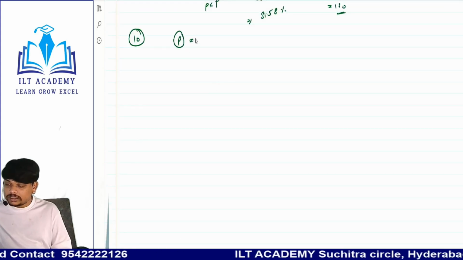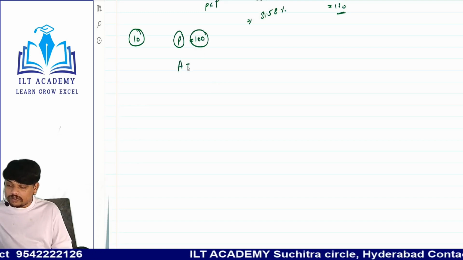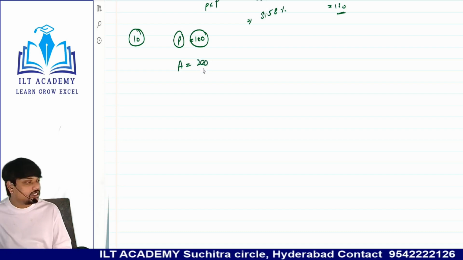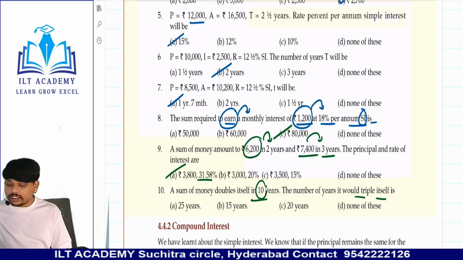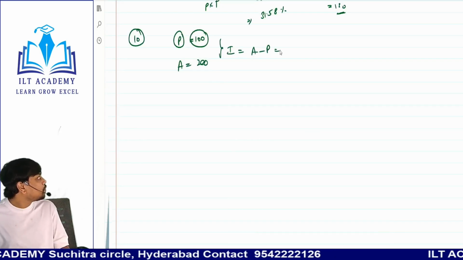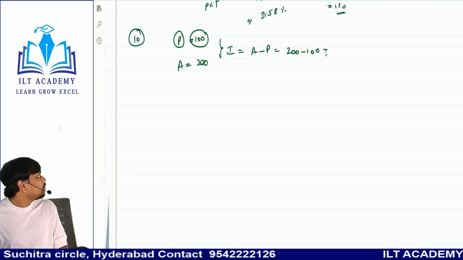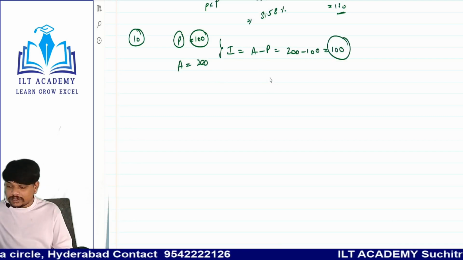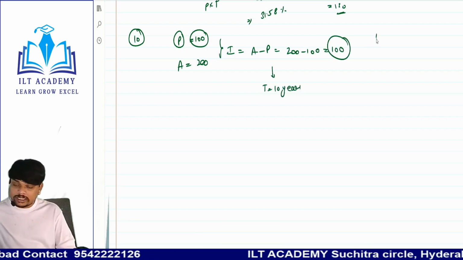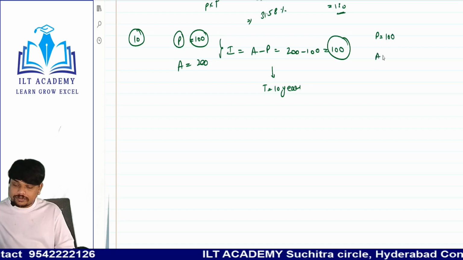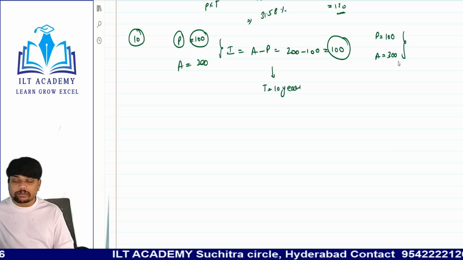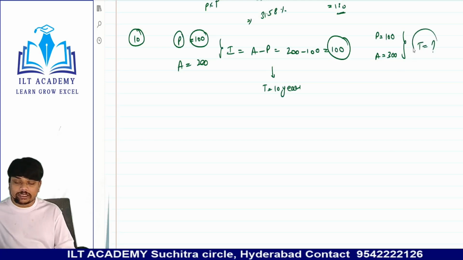So principal, suppose it is 100. Then the amount will be how much? 100 is going to double itself, 200. Perfect. Now it takes how many years? 10 years. Here how much interest is there? Amount minus principal, which is 200 minus 100, which is 100. To get this 100 interest, how much time is it taking? 10 years. Now the question is, principal is 100, amount is 300. The number of years it will triple itself, time will be question mark here.